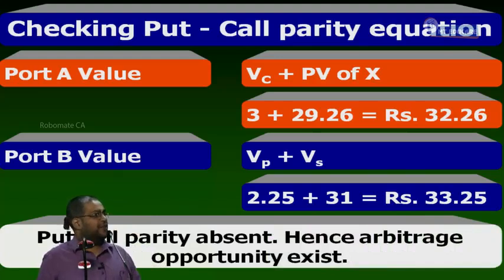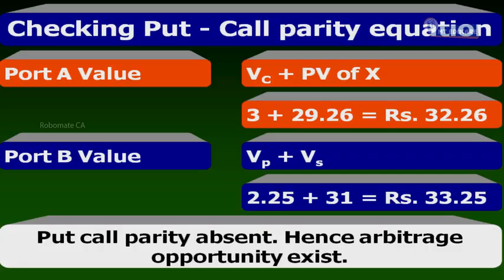Up to this, everybody following in order now. First I calculate present value of strike price for the computation, then check the put call parity. Absent or present? Arbitrage is present. Okay, now please listen here.